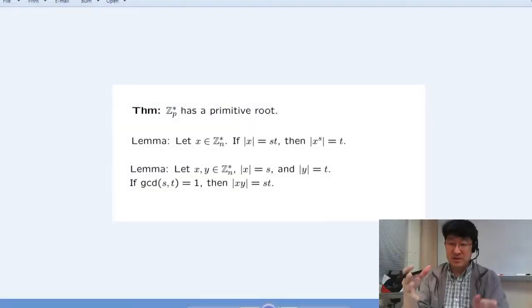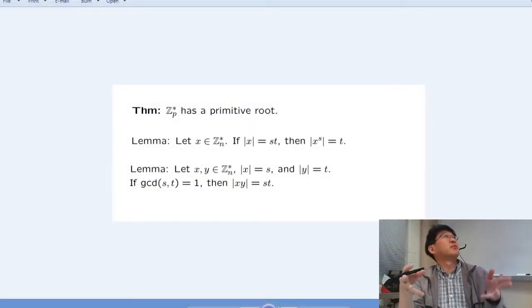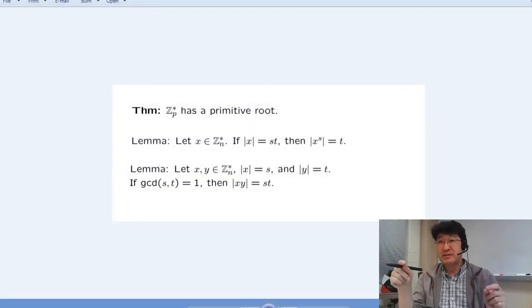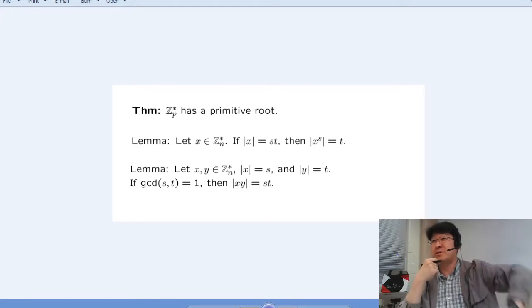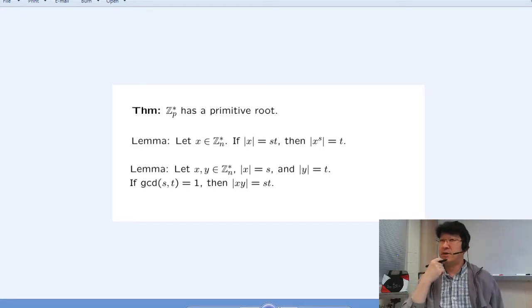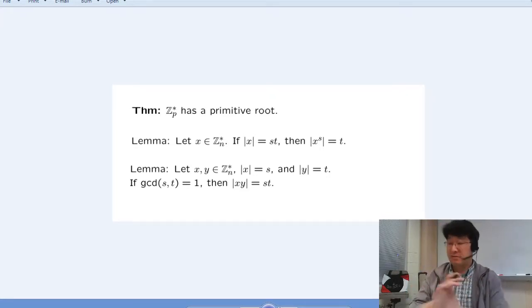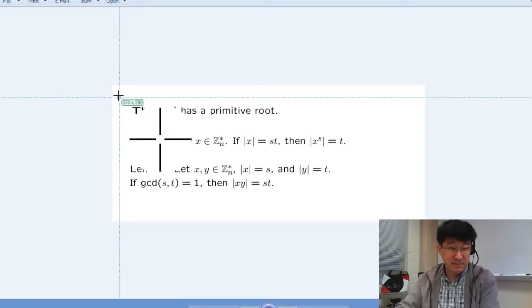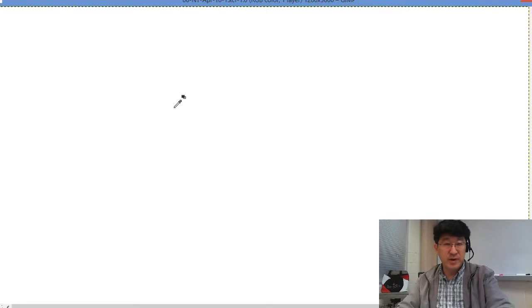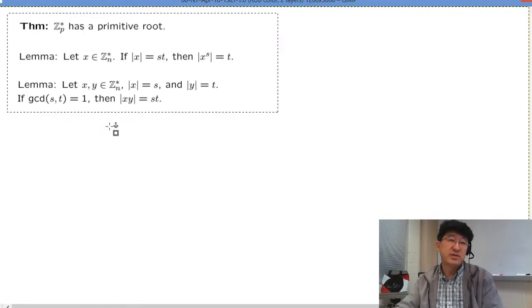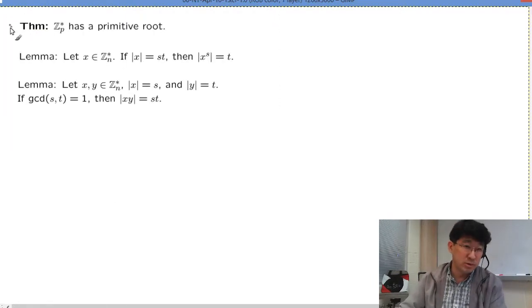Now we're proving this wonderful theorem today. This is the deal. What is our goal today? Theorem. What does the theorem say? Z_p star is always, it has a primitive root, right? That's where we're headed. Okay. And these are the tools that you might quickly agree, oh, that makes sense. Right? This is our goal.